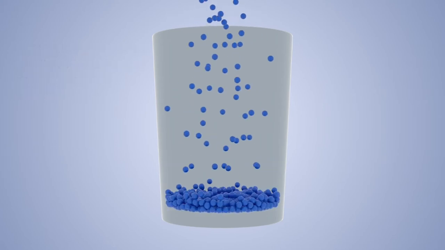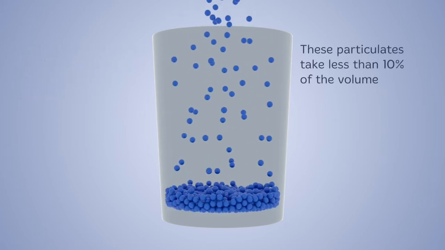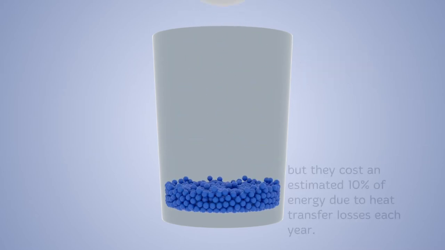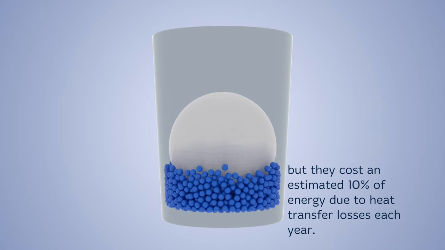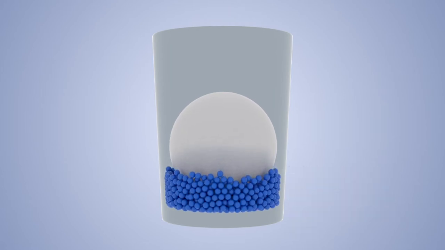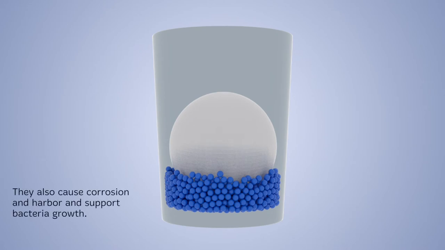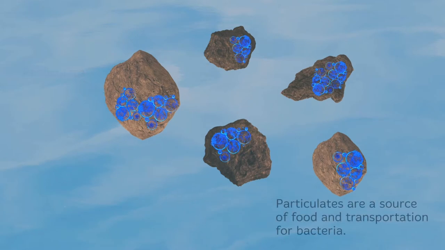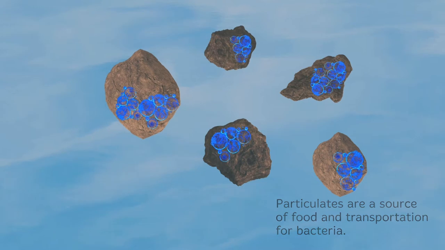These extremely small particulates take less than 10% of the volume, but they cost an estimated 10% of energy due to heat transfer losses each year. They also cause corrosion and harbor and support bacteria growth. Bacteria typically attaches itself to organic particulates, as these organic particulates are a source of food and transportation for bacteria.